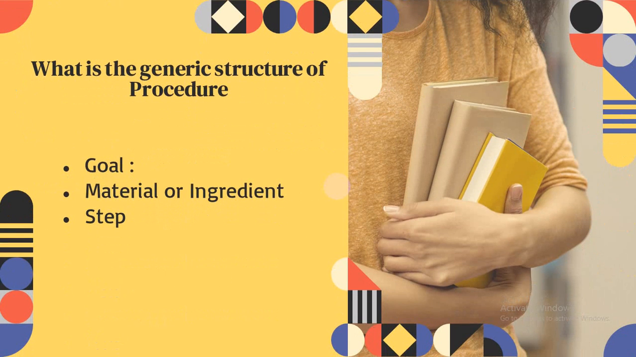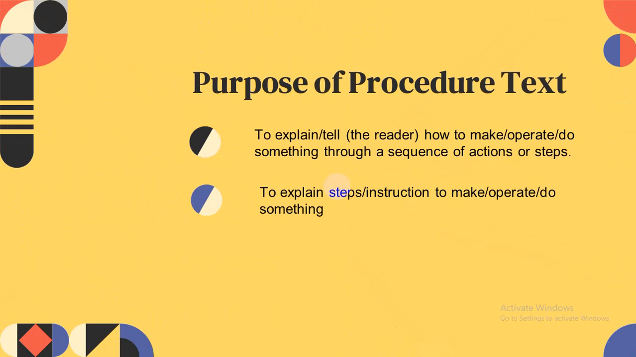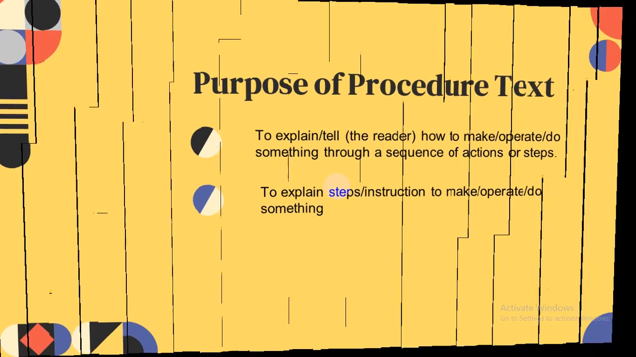Alright, what is the generic structure of the procedure? The generic structure is number one, goal, then material or ingredient, and number three is steps. The purpose of procedure text. The purpose or social function of procedure text is to explain or tell the reader how to make, operate, or do something through a sequence of actions or steps. And number two, to explain steps or instructions to make or operate or do something.